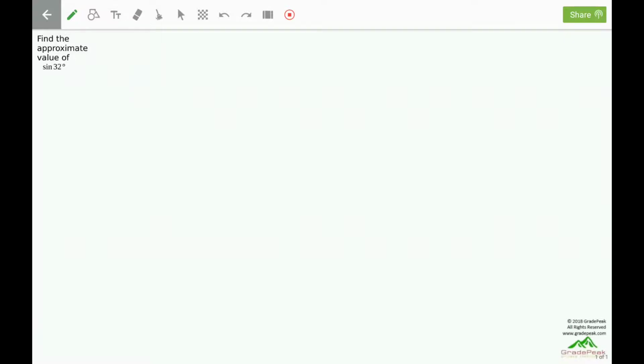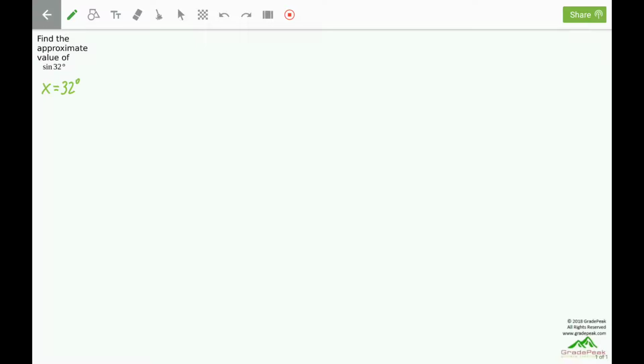Find the approximate value of sine of 32 degrees. The first thing to do here is identify the x value that is being operated on. That will be the angle 32 degrees.